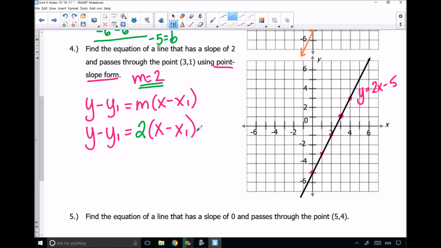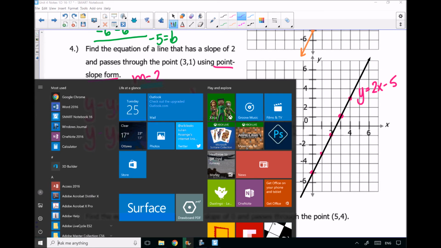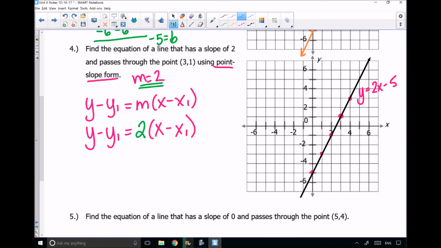Okay, but in order to figure this out, I actually have to plug in numbers for x1 and y1. Well, I know it goes through the point 3, so this is like my x1, and it also goes through the point 1, so this is like my y1 right here. Okay, so I can plug in that information. This is going to say y minus 1 is equal to 2 times x minus, and then we figured out here that x1 is 3.